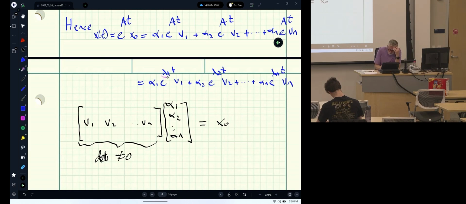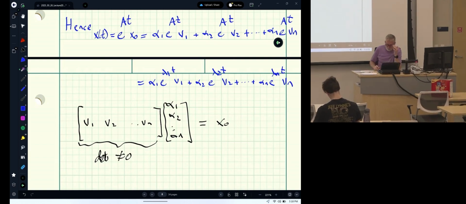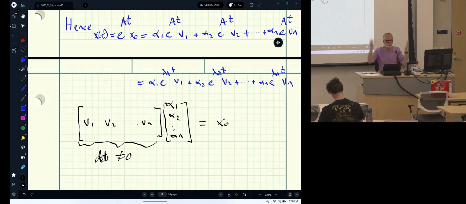Suppose lambda 1 is positive and alpha 1 is non-zero. The solution is going to blow up. It's unavoidable. It's going to blow up. Suppose this lambda is negative, this lambda is negative, they're all negative except the last one, and this coefficient in my initial condition is non-zero, it still blows up. Going to 0, going to 0, going to 0 plus blowing up equals blowing up, okay?